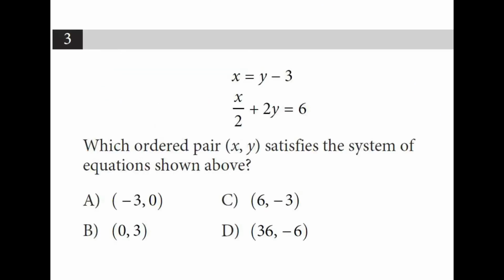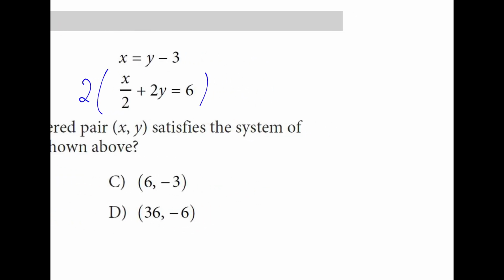Which ordered pair x, y satisfies the system of equations shown above? If you wanted to get rid of the fractions, you could take the second equation and multiply the whole thing by 2. You're left with this, which is a lot easier, I think, to deal with.